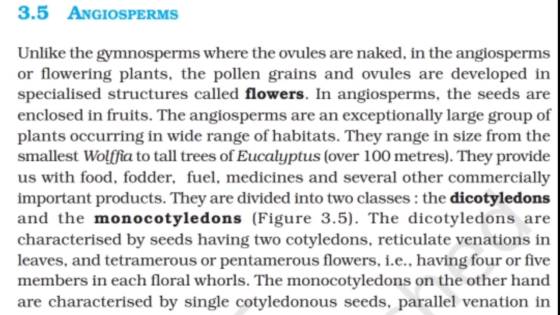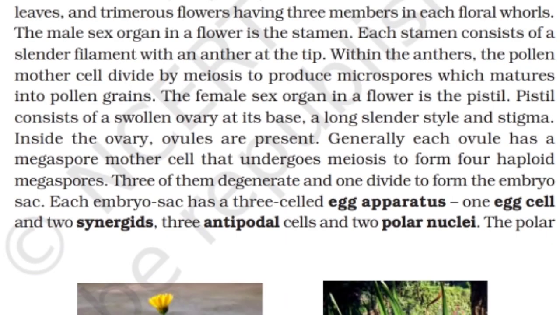They provide us with food, fodder, fuel, medicines and several other commercially important products. They are divided into two classes, the dicotyledons and the monocotyledons (Figure 3.5). The dicotyledons are characterized by seeds having two cotyledons, reticulate venation in leaves and tetramerous or pentamerous flowers, that is having 4 or 5 members in each floral whorl. The monocotyledons on the other hand are characterized by single cotyledonous seeds, parallel venation in leaves and trimerous flowers having 3 members in each floral whorl.